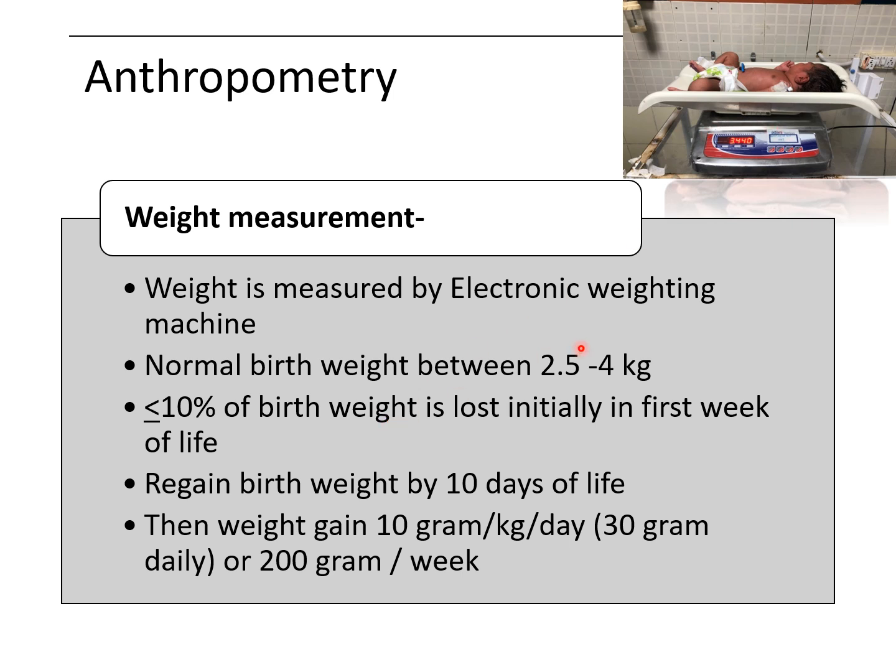Normal birth weight is between 2.5 to 4 kilogram, and baby loses less than 10% of birth weight in first week of life. Then again regains the birth weight by 10th day of life. Then continuously baby will gain weight 10 gram per kilogram per day. Minimum weight gain should be 10 gram, or range between 10 to 20 gram per kilogram per day. So a full term baby with 3 kg birth weight will gain 30 gram weight daily, or in weeks 200 gram per week weight gain will be there.